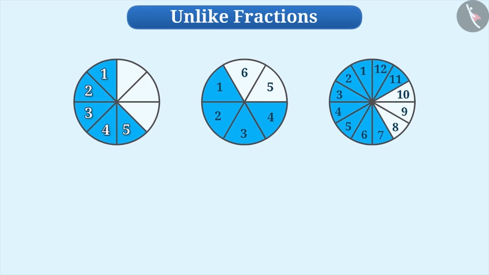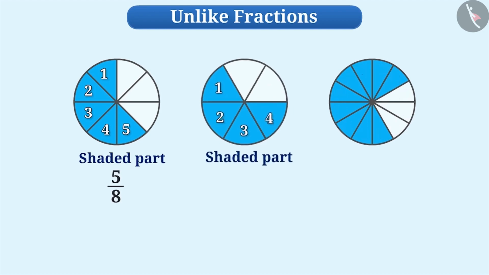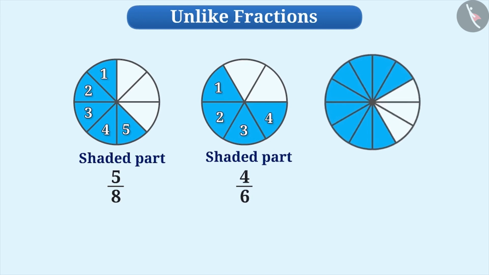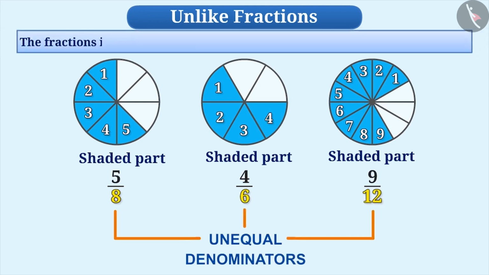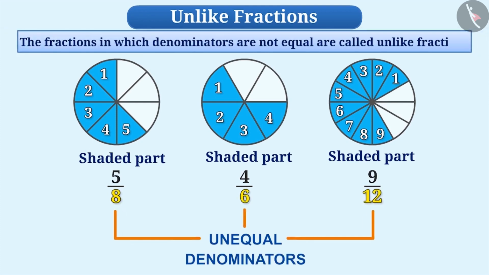Since 5 out of 8 are shaded in the first figure, the fraction of the shaded parts can be represented as 5 by 8. Similarly, the shaded part of the second figure is 4 by 6 and the third is 9 by 12. The denominators of all these three fractions are not equal. Fractions in which denominators are not equal are called unlike fractions.